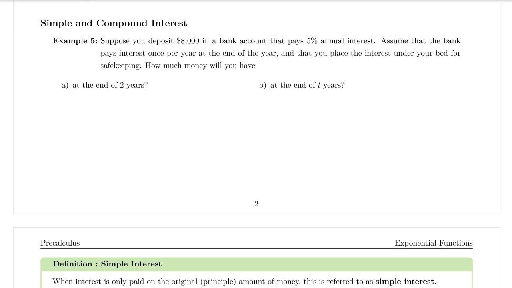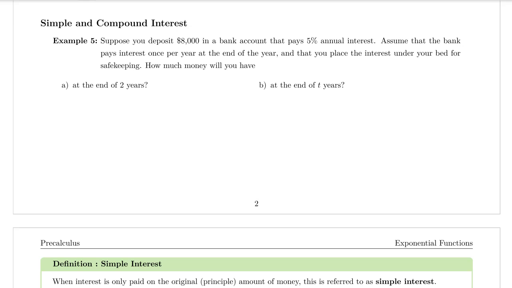Now we're going to start to talk about interest. Example 5 says, suppose you deposit $8,000 in a bank account that pays you 5% annual interest. Assume that the bank pays interest once per year at the end of the year, and that you place the interest under your bed for safekeeping. How much money will you have at the end of 2 years?